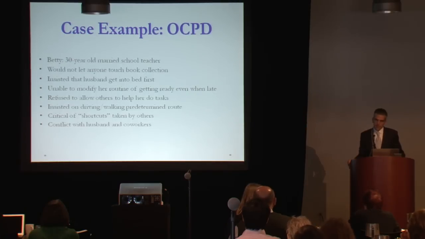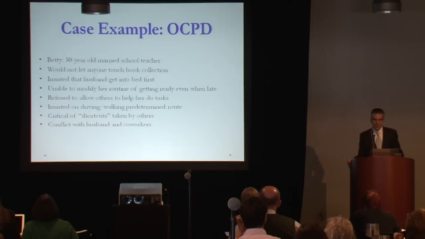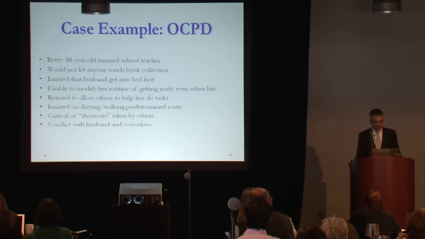I would like to present a case example of OCPD, which I think nicely demonstrates the criteria I just presented, and the details here have been changed. So this is a woman named Betty. She's 30 years old. She's a married school teacher. She would not let anyone touch her book collection, was very concerned about order in her home, but what she kept saying is that she liked it that way. She insisted that her husband get into bed first, as a way to make sure that everything in the apartment was the way she wanted it and that he would not disturb anything after she went to bed. So she would actually, and sometimes even tuck him in. She was unable to, which says something about him, but that's another story.